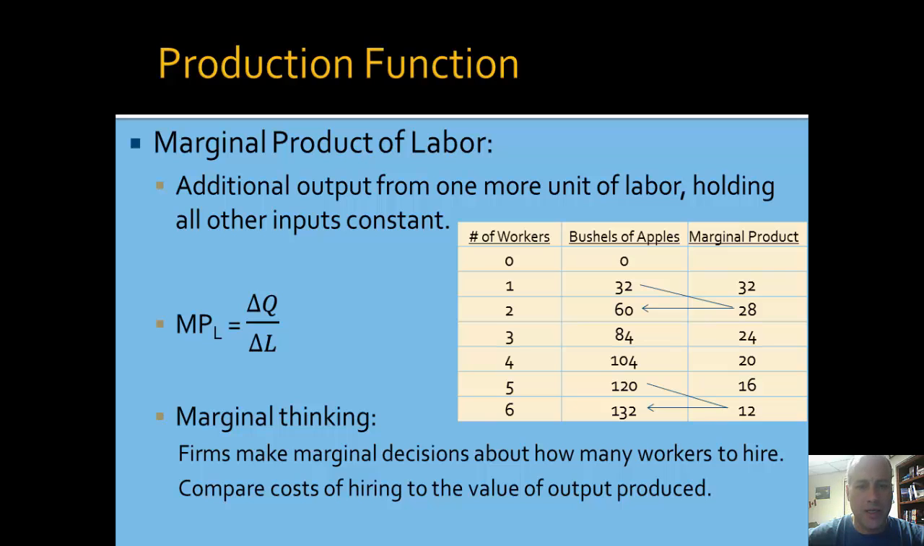Understanding marginal product is important because firms are going to make marginal decisions about how many workers to hire, and so thinking about what worker number 1 did is not of much relevance when we think about whether or not to hire worker number 6. Essentially what we want to do is compare the costs of hiring each worker to the value of the output that each worker is producing.